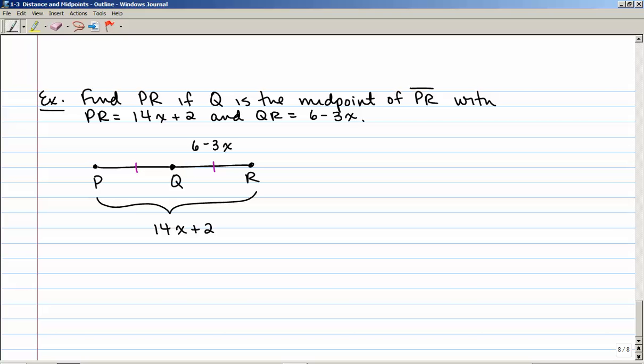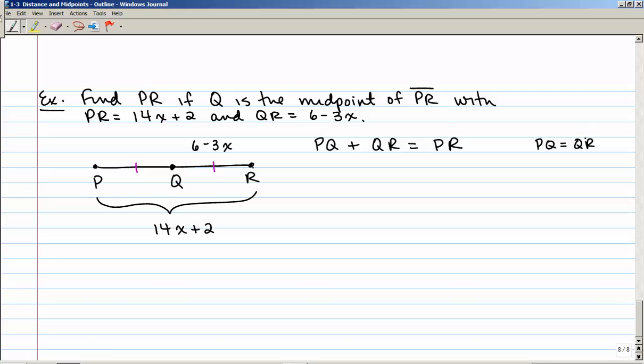So remembering from the last section, our little formula for the betweenness of points says that the length of PQ plus the length of QR is equal to the length of PR. So this first length of the first segment plus the length of the second segment equals the length of the whole segment. Now, I don't have an expression for PQ, but I do know that because Q is the midpoint, PQ is the same length as QR.